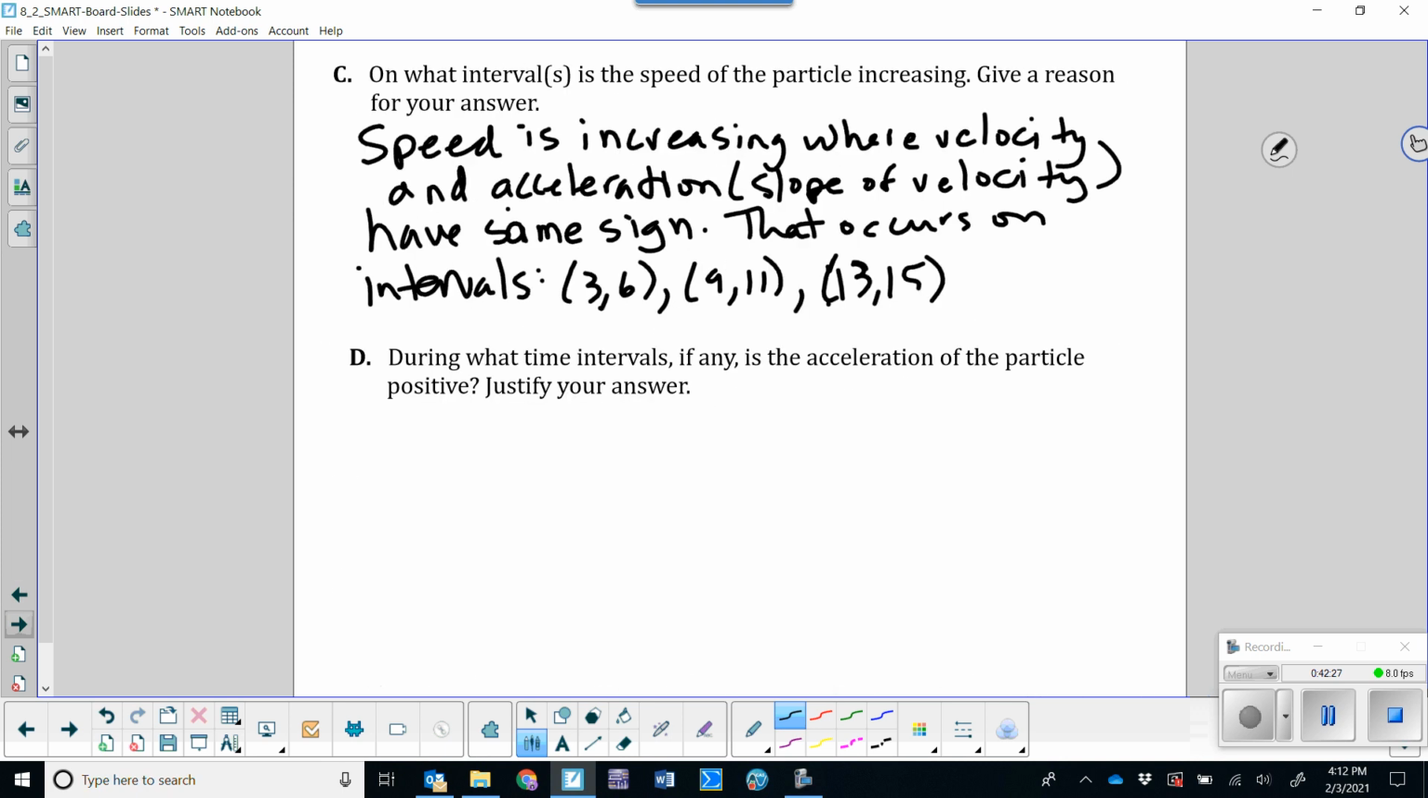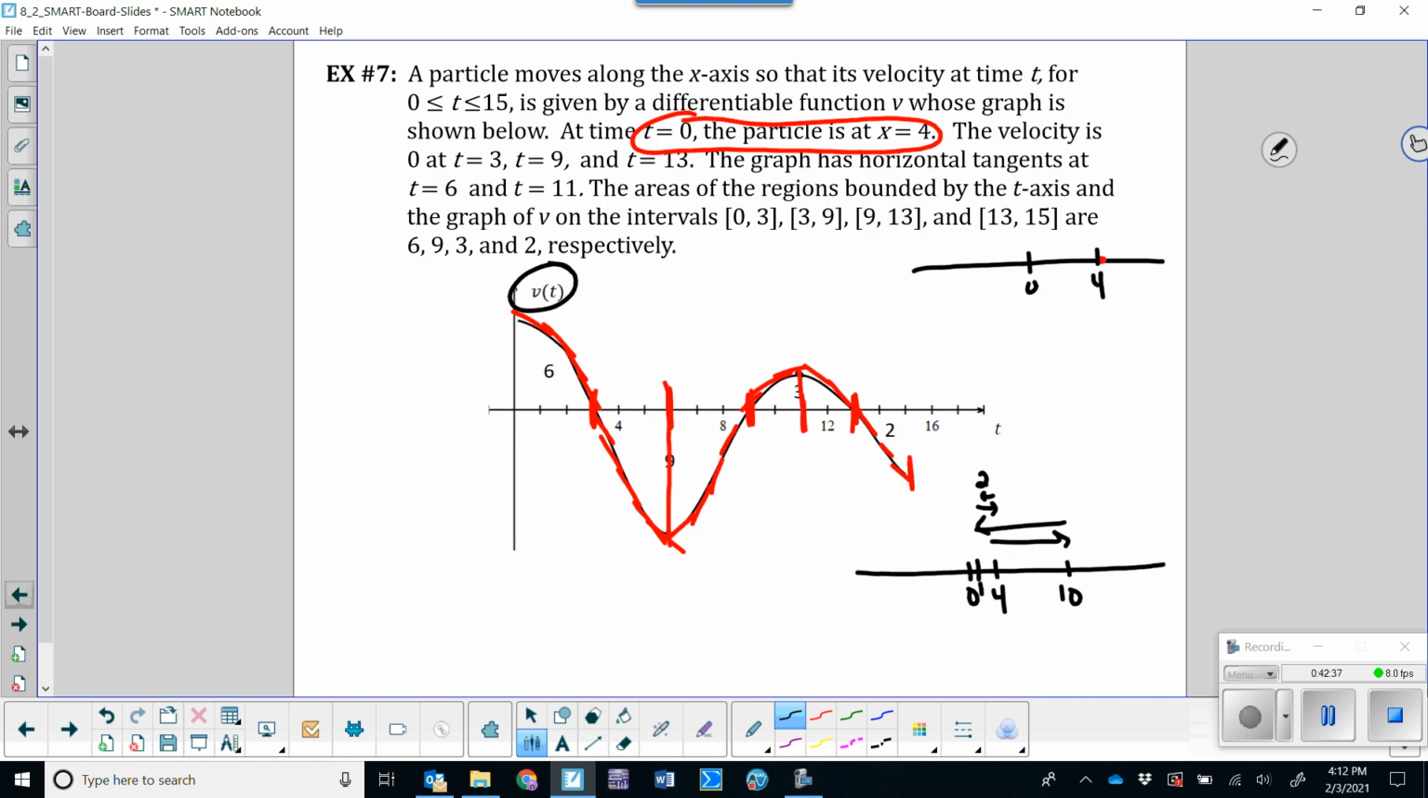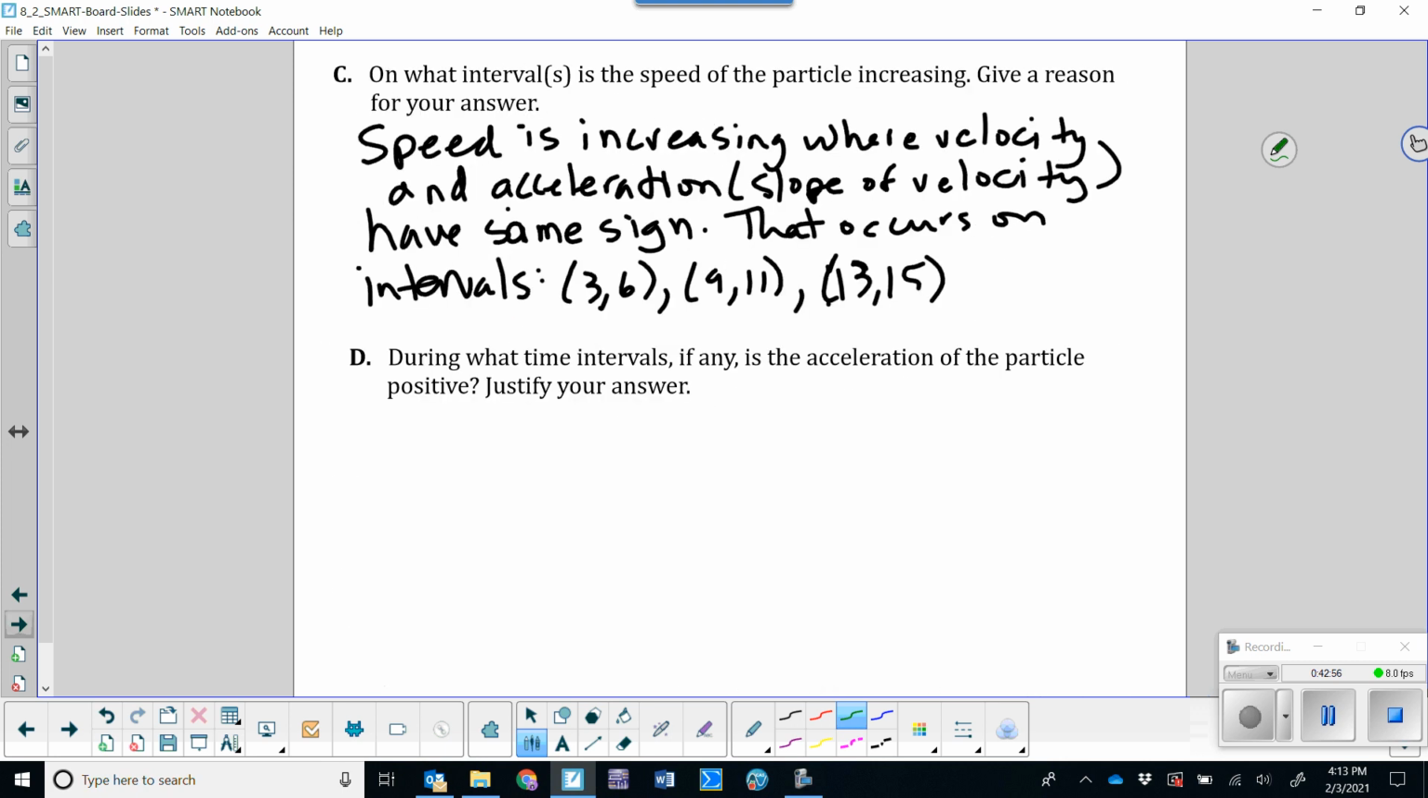Okay, so just remember that's how you prove that. And then during what time intervals, if any, is the acceleration of the particle positive? So again, positive acceleration, well, I just drew all those tangent lines. So anywhere the tangent lines would be positive, which means the velocity is increasing. So where this graph is increasing would be the only place that we would have the acceleration positive.